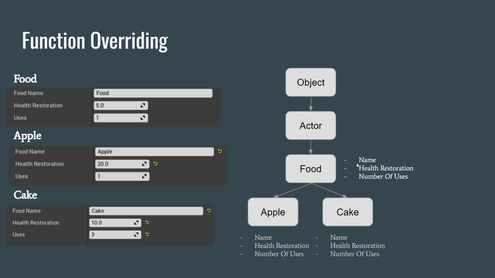So even though there's only one name, for example, we can have the apple set the food's name to apple, and we can set the cake to cake, and we can change the restoration so that the apple restores 20 health, for example, and the cake only restores 10. And we can say the apple can only be used once, but the cake can be used 3 times. And you can set those variables to what you want. And so you can have different behavior for different types of classes or different types of blueprints, but it's all sharing the same variable. So you don't have to recreate that variable more than once.